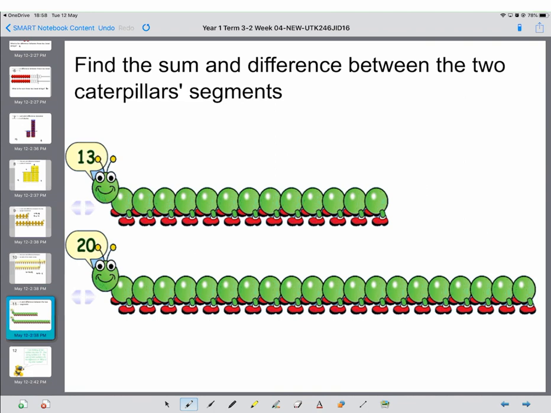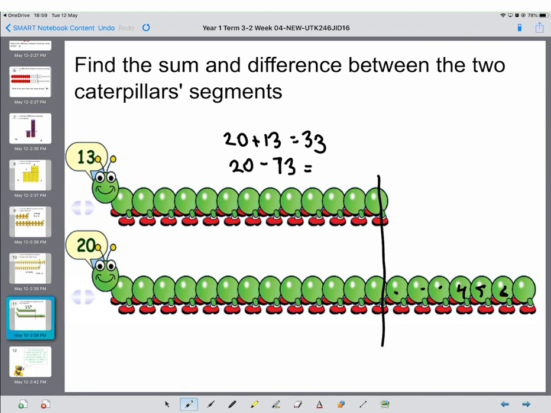Okay, these caterpillar segments we need to count. Well, it's given you the answer already, and it's not actually that hard if you use 10 bars, because you've got two 10 bars, and then you add into two 10 bars another 10 bar, which takes it to 30, and 3. So this sum is 20 plus 13, which equals 33. And the difference is 20 minus 13, sorry, which equals, let's find out, draw down, 1, 2, 3, 4, 5, 6, 7. Okay.